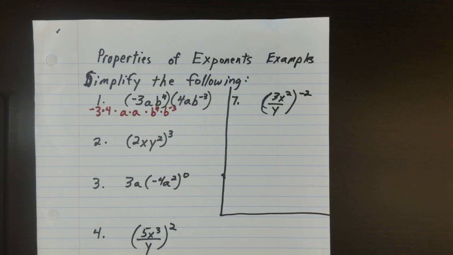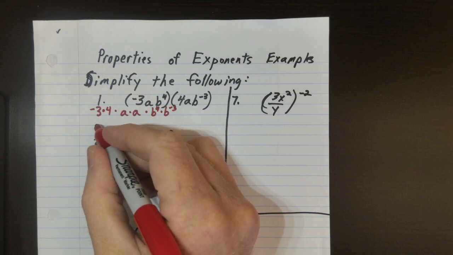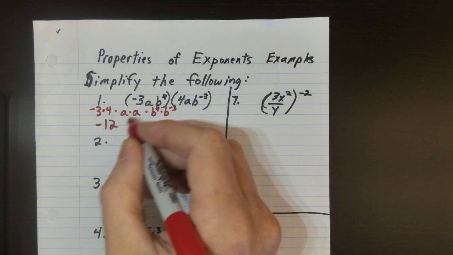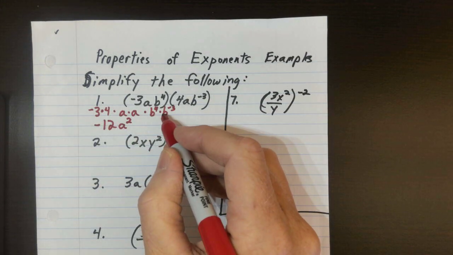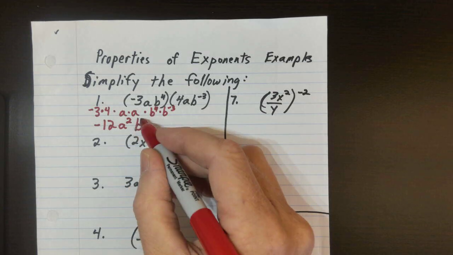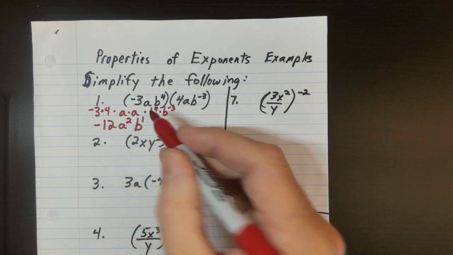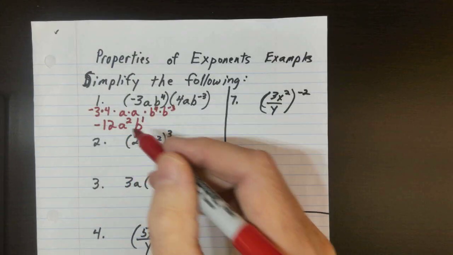I'm just going to multiply the coefficients together, multiply the a variables together, and multiply the b variables together. Negative 3 times 4 is negative 12. A times a is a to the second. B to the fourth times b to the negative third: if I add 4 and negative 3, I get 1. And you can write the 1, or you can just leave it as negative 12a squared b.